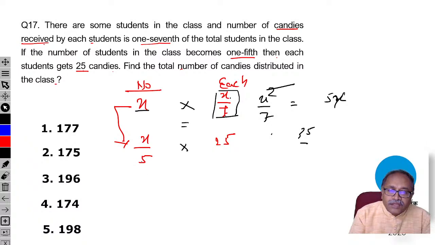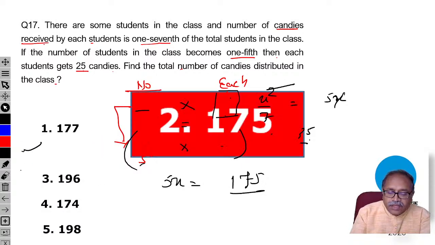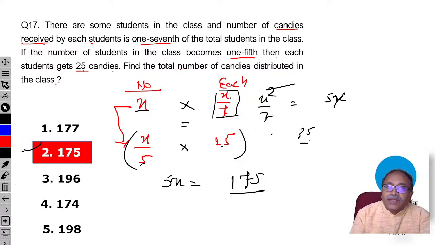How did we take it? It is 5X, right? Total number of candies is 5X, X is equal to 35, then 5X is equal to 35 into 5, that's 5 5s are 25, it will be 175. My answer is 175. Check option choice 2, is the answer there or not. So yes, the answer is there, 175.